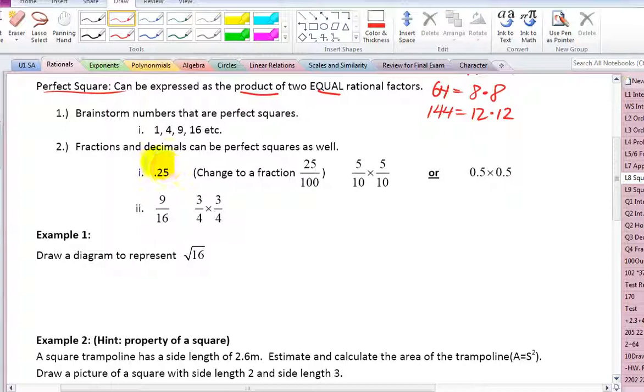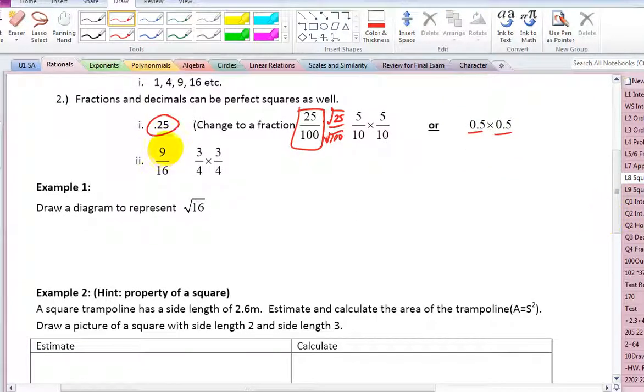Now 0.25 can also be a perfect square. Make it a fraction. Then it's easy. What you do is you square root the top, and you square root the bottom. And you get 5 over 10 times 5 over 10. Now you could do the decimal, but that's pretty useless for most things, so I wouldn't really go that route. Just like 9 over 16, you can square root the whole thing, which is like square rooting the top over square rooting the bottom. Just write that down, don't just stare at it.